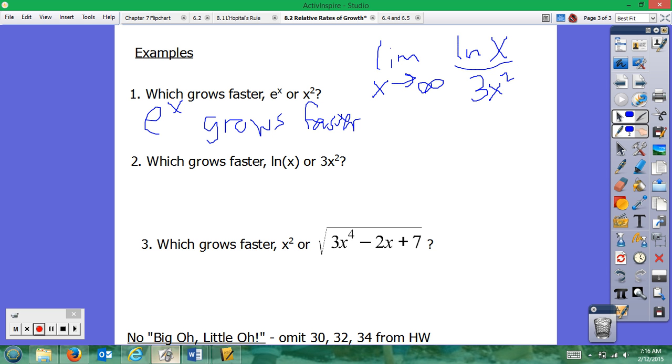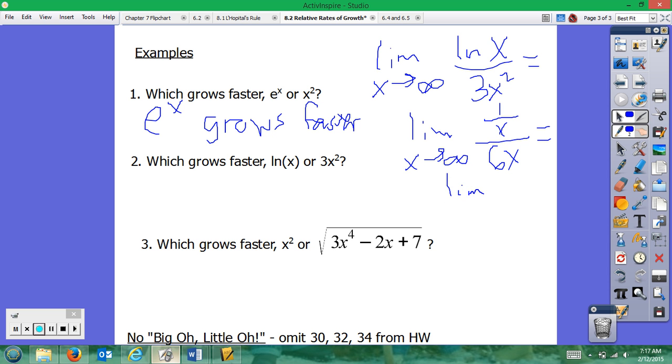And well, natural log x, it doesn't grow too fast, but it will keep getting bigger as x gets bigger. So this is an infinity over infinity case. I will apply L'Hopital's rule. So the top, the derivative of ln x is 1 over x. The derivative of the bottom is 6x. Well, now it's not infinity over infinity anymore, because if I plug infinity into the top, 1 over infinity is 0. It's 0 over infinity, but I can do some algebra simplification.